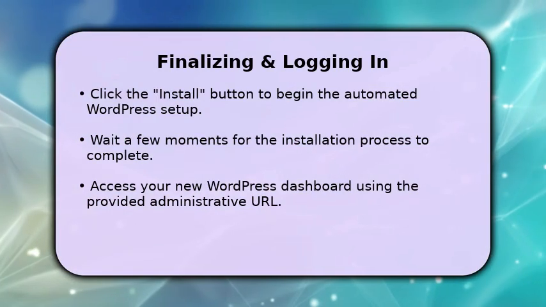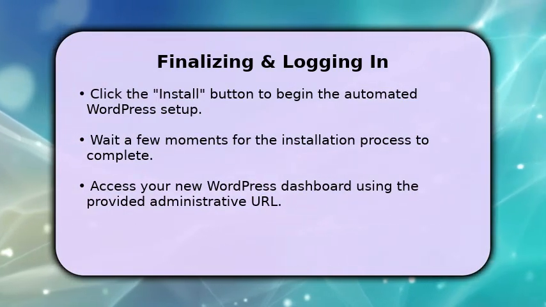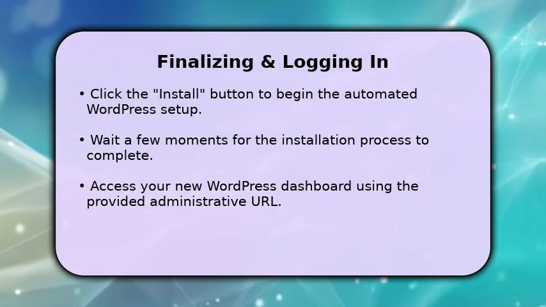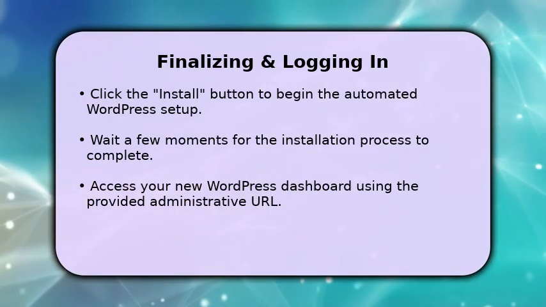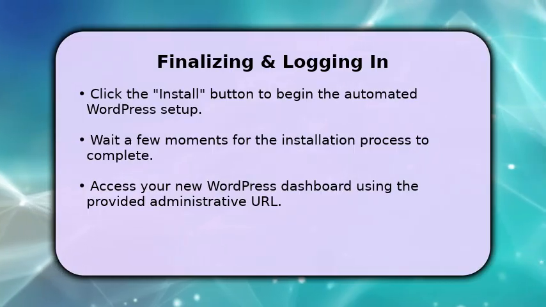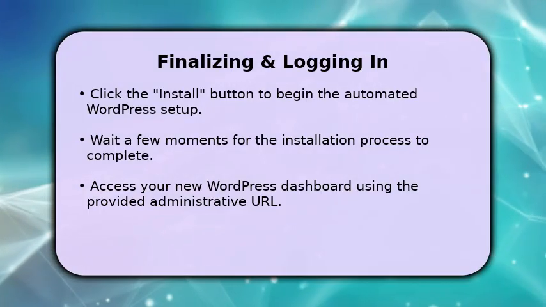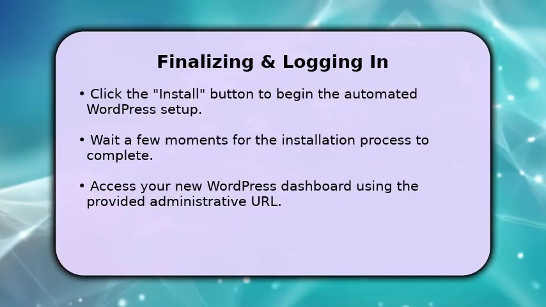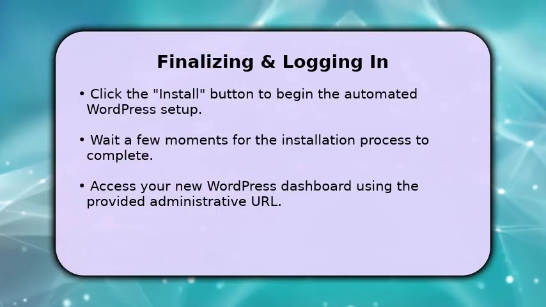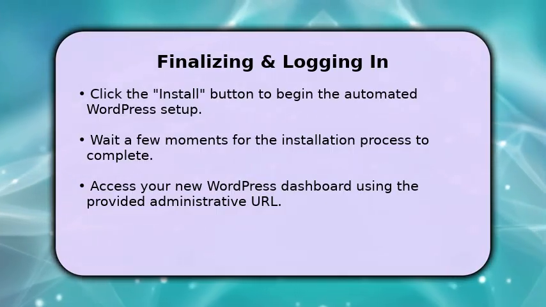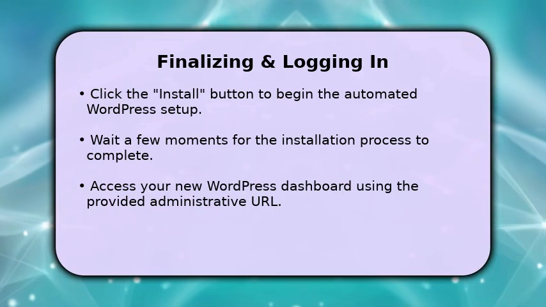With all your details entered, simply click the Install button. The Softaculous installer will now automatically set up WordPress for you, which usually takes less than 1 minute. Once complete, you'll receive a confirmation message and the administrative URL. Use this URL, along with your chosen username and password, to log into your brand new WordPress dashboard and start building your amazing website.